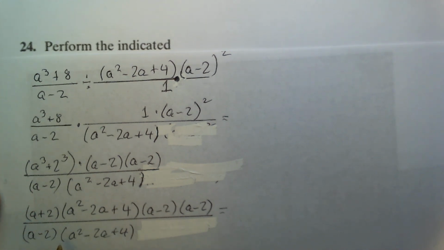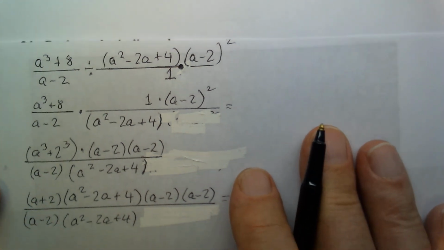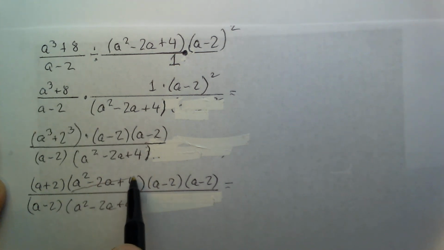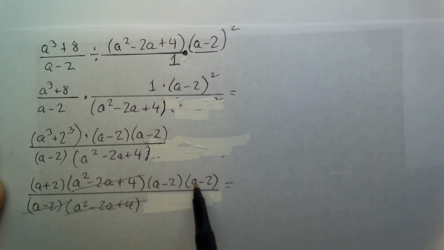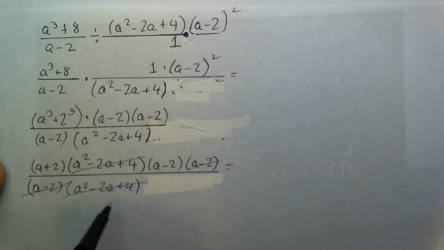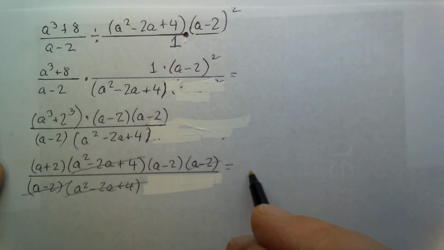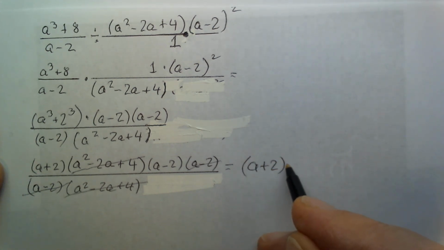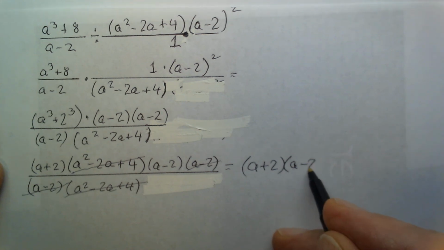So what we now have is we can cancel the a squared minus 2a plus 4 against the a squared minus 2a plus 4, and the a minus 2 against the a minus 2. And so what remains then is an a plus 2 times an a minus 2. So it's a plus 2 times a minus 2.